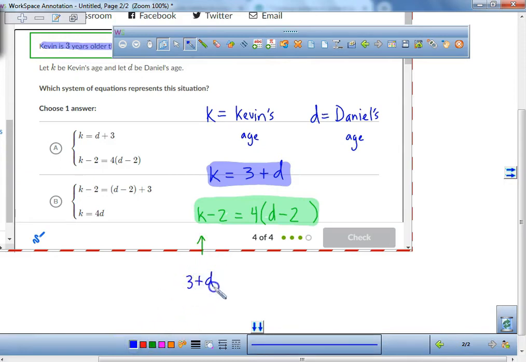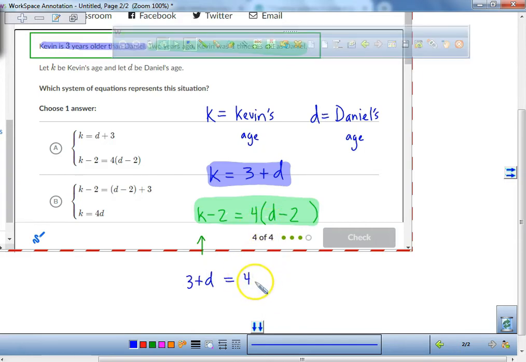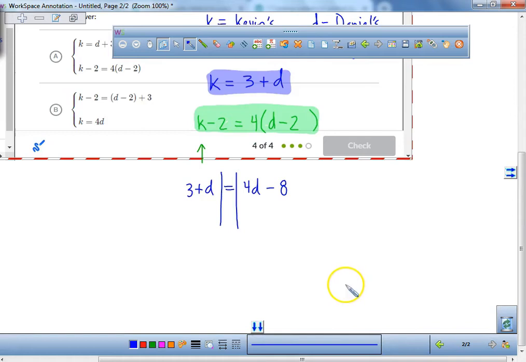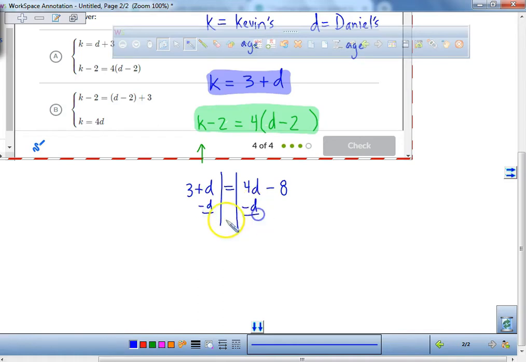3 plus D equals, now let's go ahead and distribute. 4 times D is 4D. 4 times negative 2 is, not negative 2. Come on, man, seriously. Negative 8. Now we're going to solve for D, everybody. How do we solve for D? You take away a D from this side, and you take away a D from this side. What happens here? Zeroes out. You're left with 3D. Add an 8.